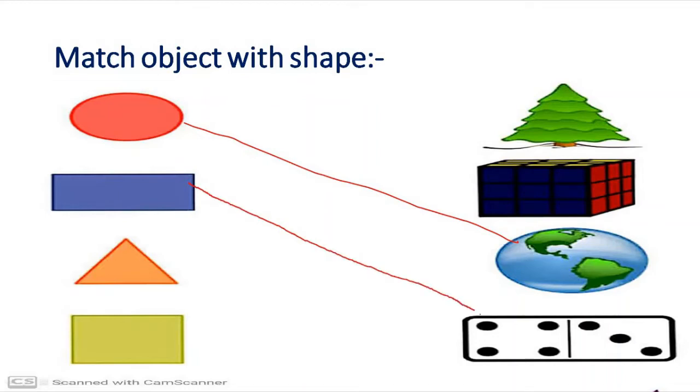Yes. Okay. Next is triangle. So where is the triangle shape object? Yes, you all are right. Match with this. Next, cube. So match with this. I hope you all understand well how to match the objects with the shape. Now let's see what's new.